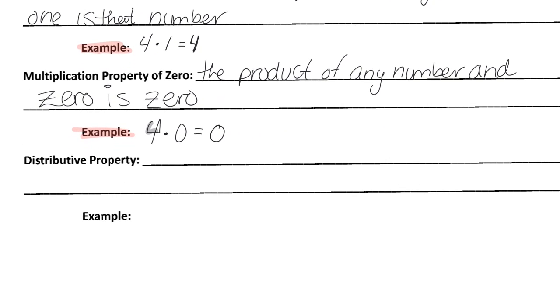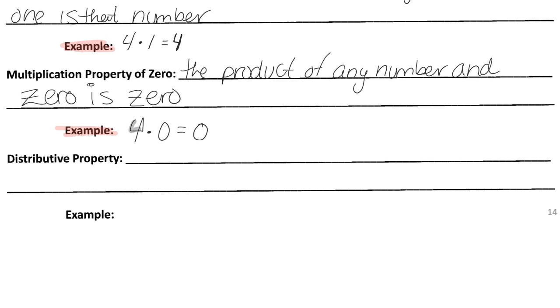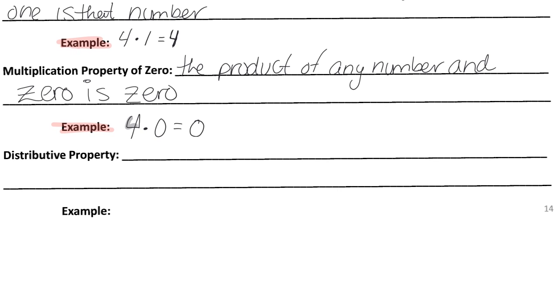Okay. And then distributive property. This one's a little harder sometimes, and this one's the most words, so please bear with me with my writing. I'm going to try my best. Okay, so the distributive property is when you multiply a sum or a difference by a number.